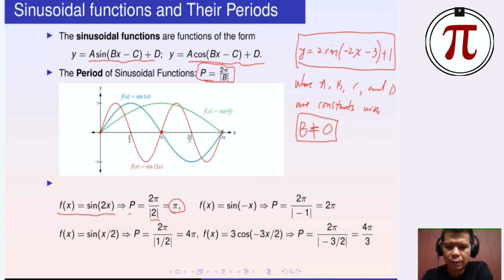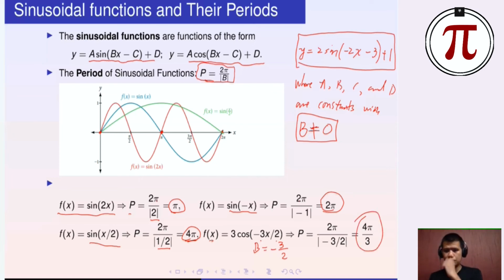For the green curve, sine x over 2, p equals 2 pi over the absolute value of the coefficient, 1 over 2, and this is 4 pi. Yes? Okay. And then for sine negative x, 2 pi over the absolute value of negative 1, which is 2 pi. And for this one, b equals negative 3 over 2, so it's 2 pi over that. Make sense?